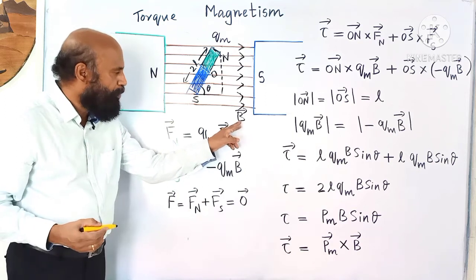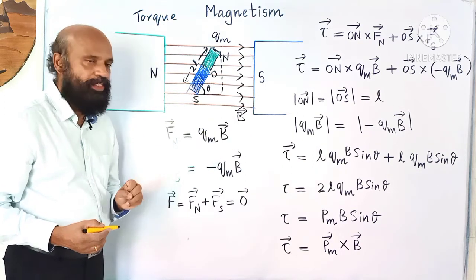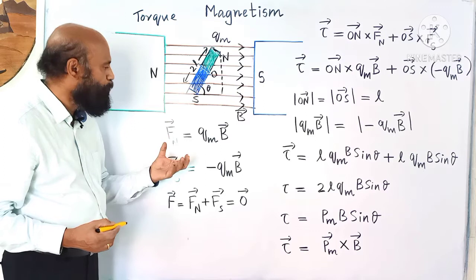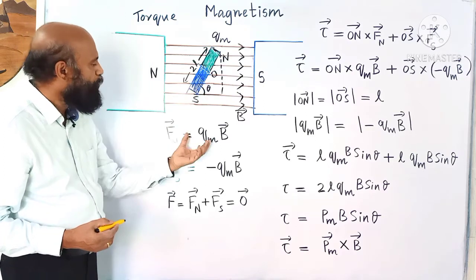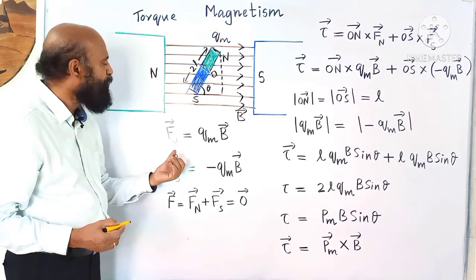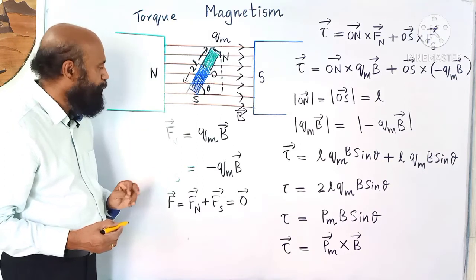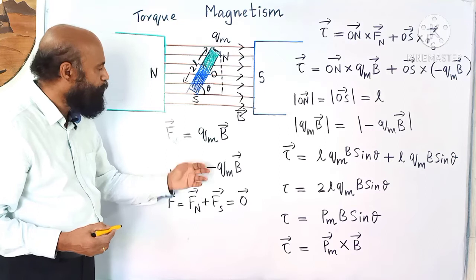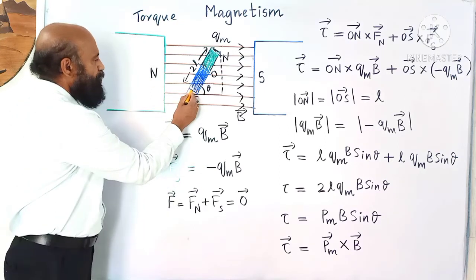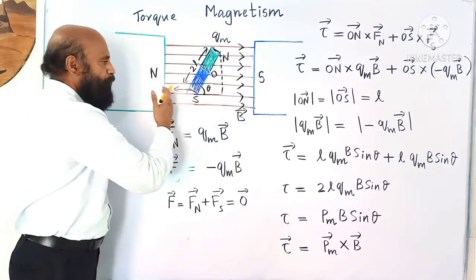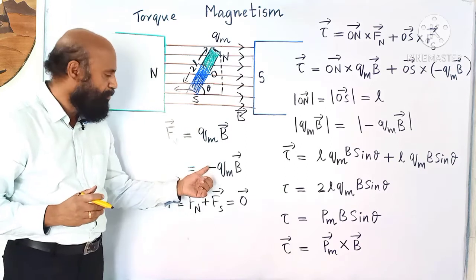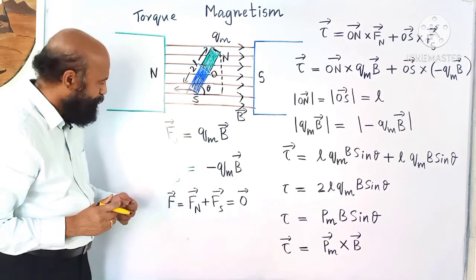The intensity of the magnetic field is the force experienced by a unit north pole. Here the strength of the pole is Qm, so Qm into B vector is the force experienced by the north pole. The force experienced by the south pole will be in the opposite direction, opposite to the field. So that's why here there is a negative sign.